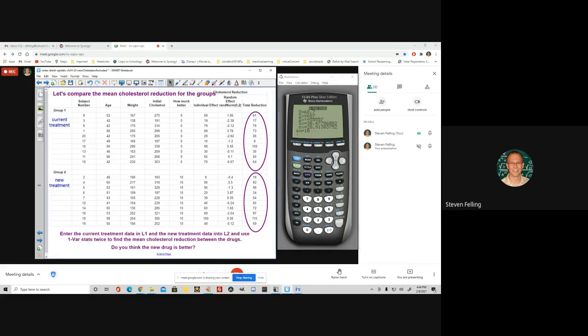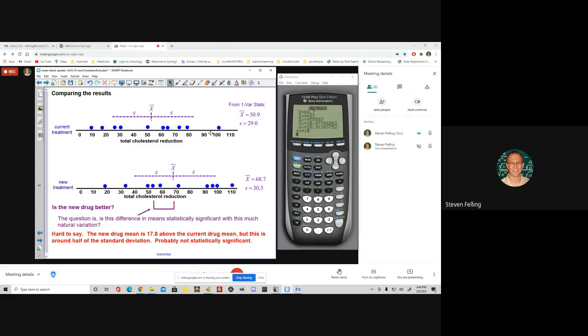In fact, if you wanted to look at it, you could maybe do a dot plot of all the individual cholesterol improvement numbers for each of the people who got the current treatment and for each of the people who got the new treatment. And you could calculate not only the mean, but the sample standard deviation for each, and say, yeah, the average here was 50.9, but there was a standard deviation of 29. There was still a lot of variation from patient to patient. And same thing here, the mean was higher, 68.7 with the new drug, right? But the standard deviation is very high.